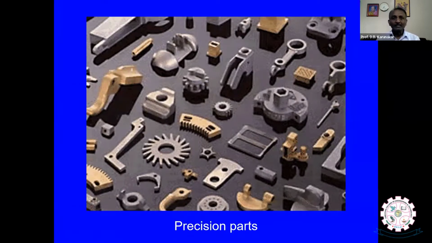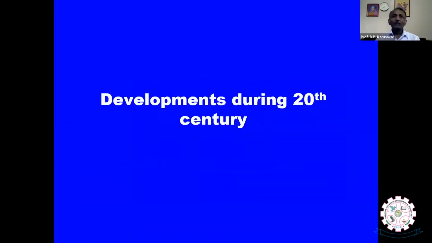Sometime back we have seen that small components as small as 1 mm thickness can be manufactured using investment casting. Yes, these are all such precision components. Now, so far we have seen the history of the investment casting process and the past applications and the present applications of the investment casting process.